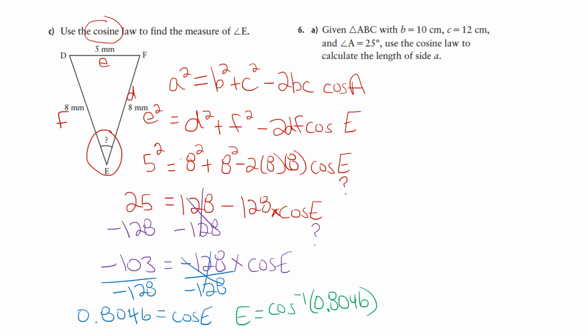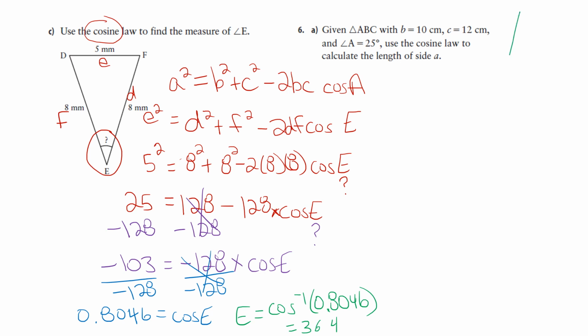So 36.4 degrees. I'd recommend, sometimes angles get rounded to whole values, sometimes we do at least 1 decimal place. Especially in this case, 36.4 is almost half of a degree. So there we go. That's how you find an angle using cosine law. And the next example we're going to do is how to find a side.